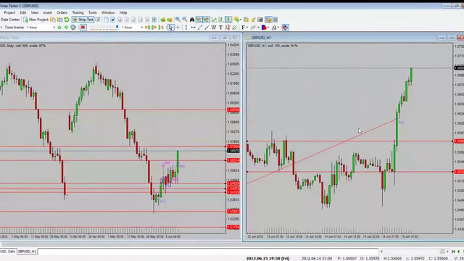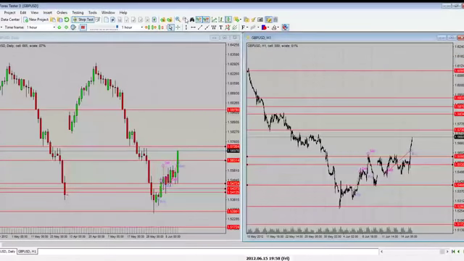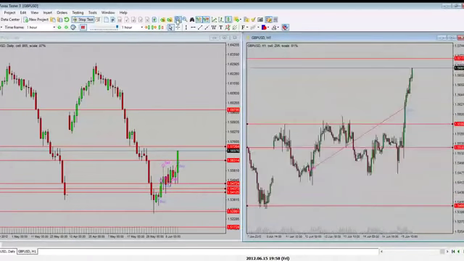The level that we are watching is 57. So let's go to the 1 hour, zoom out. Okay, so here we are. This is the top of the range. So let's see if price will react at that level.